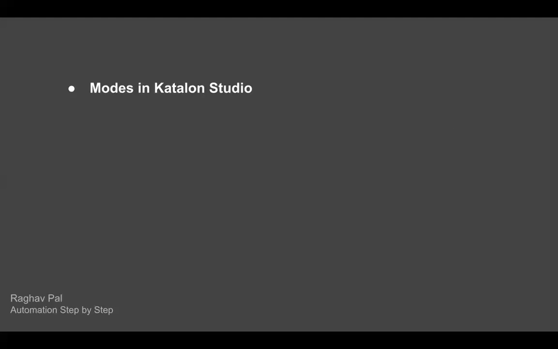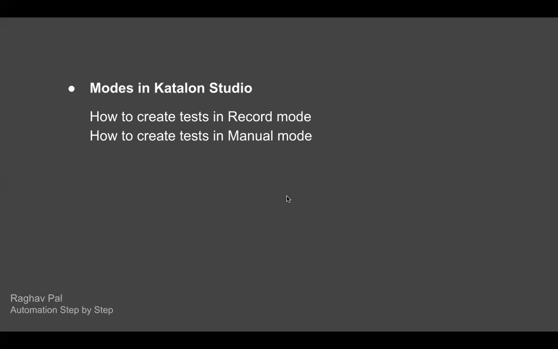Now, we will look at the modes of test creation in Katalon Studio. We have 3 modes. We can create a test by recording, we can create a test by manually adding the steps, and we can create a test by scripting. So these are the 3 modes. First, we will look at the recording mode.